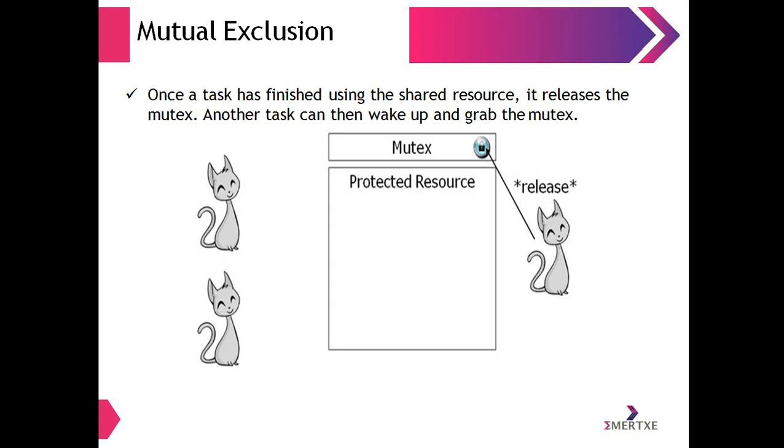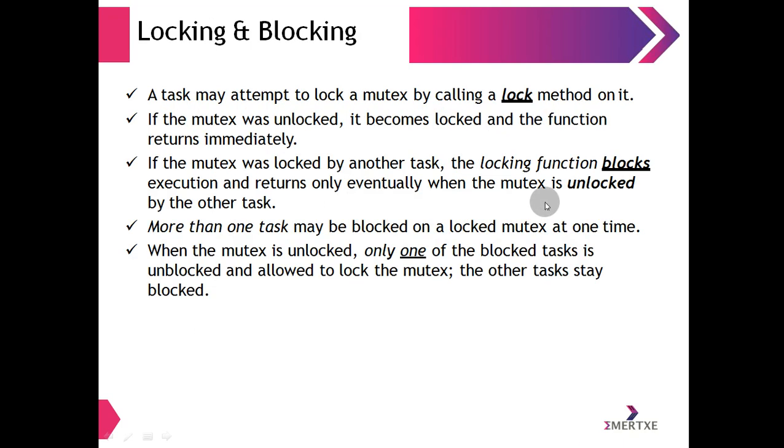So both of the tasks want to grab this token at the very same time. Once a task has finished using the shared resource, it releases the mutex, and the other task can then wake up and grab the mutex. Now suppose both tasks are trying to grab the resource described in this slide: a task may attempt to lock a mutex by calling a lock method.